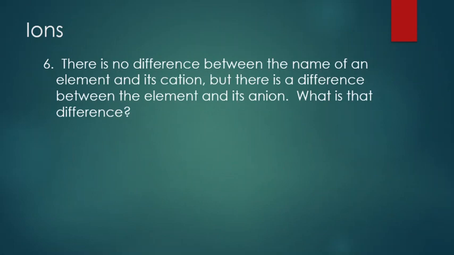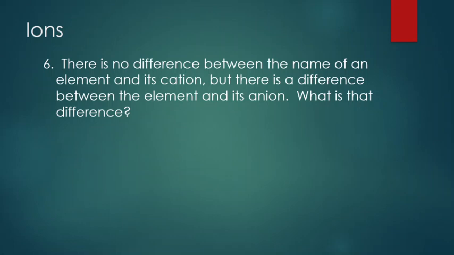There is not going to be a difference between the name of an element and its cation. But there is a difference between the element and its anion. What is that difference? At this point, we need to become politically incorrect and use an analogy to help us remember what is what.